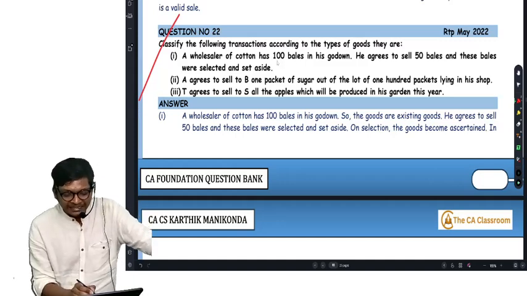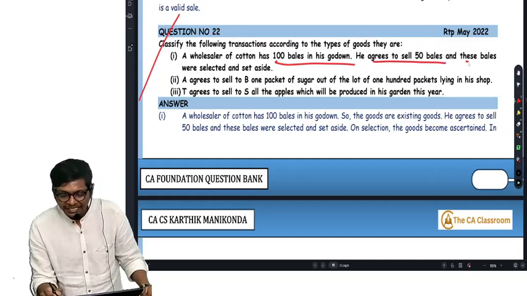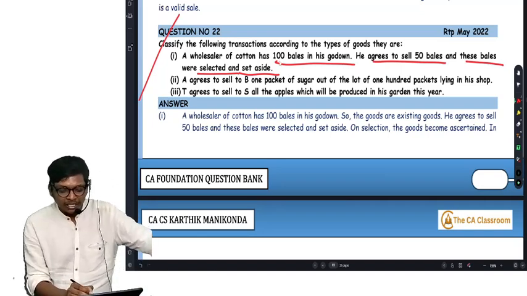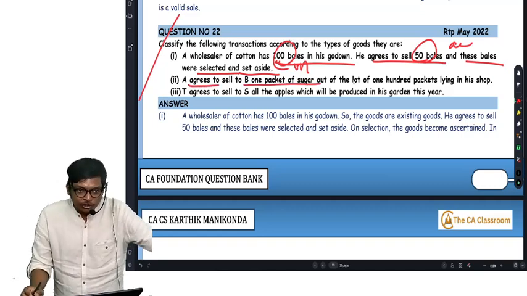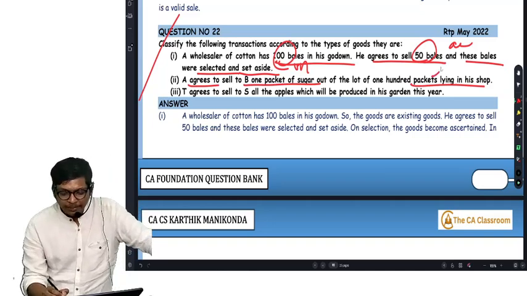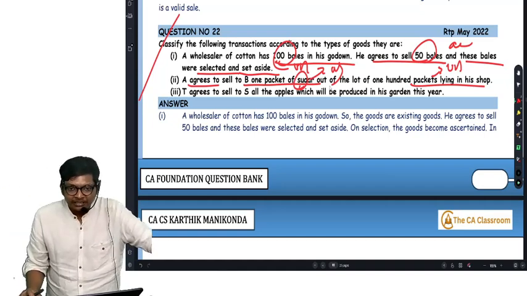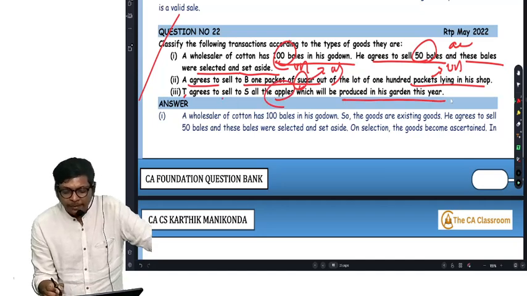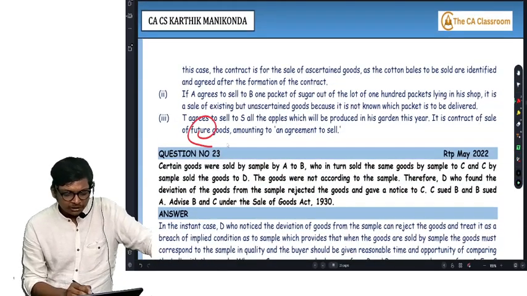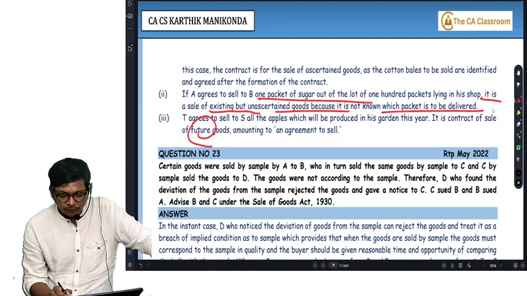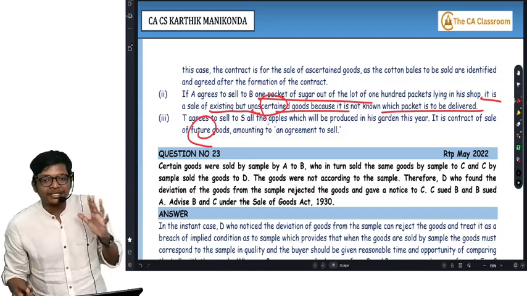A wholesaler of cotton has 100 bales in his godown. This is unascertained, as nothing has been taken out and kept separately. He agrees to sell 50 bales and these bales are selected and set aside. So 100 bales are unascertained, 50 are ascertained. A agrees to sell to B 1 packet of sugar out of the 100 packets lying in his shop. The 100 packets are unascertained. The 1 packet is ascertained if you have taken it and kept it aside. Otherwise it remains unascertained. T agrees to sell to S the apples which will be produced in his garden this year. What is this? Future goods. If it is a sale of 1 packet of sugar, that is existing but unascertained, as it is not known which packet. Sir, which packet is not known, 100 packets, so still unascertained. Only if you take the packet out separately does it become ascertained.